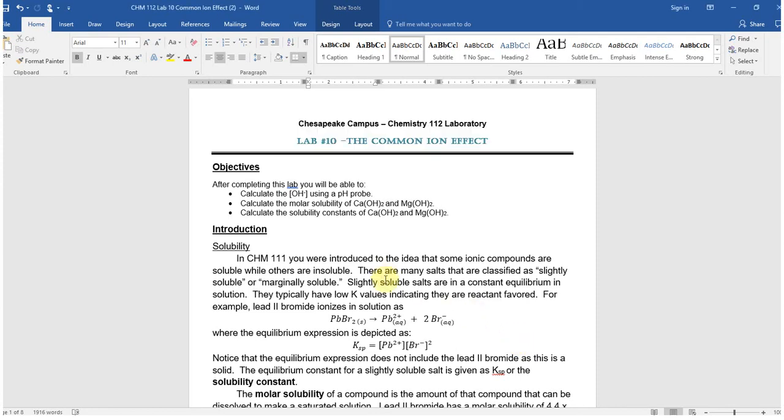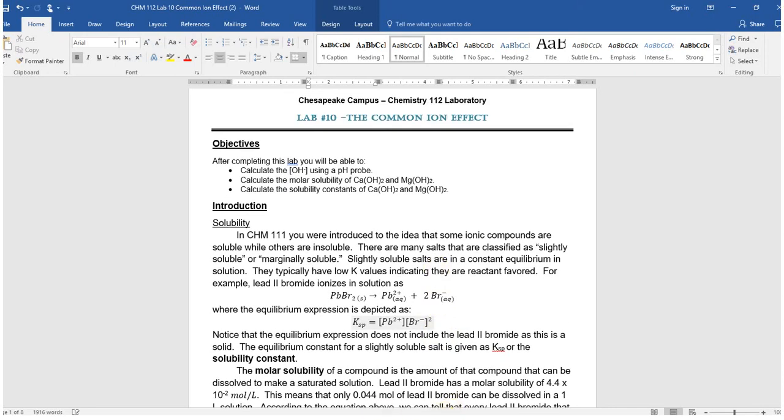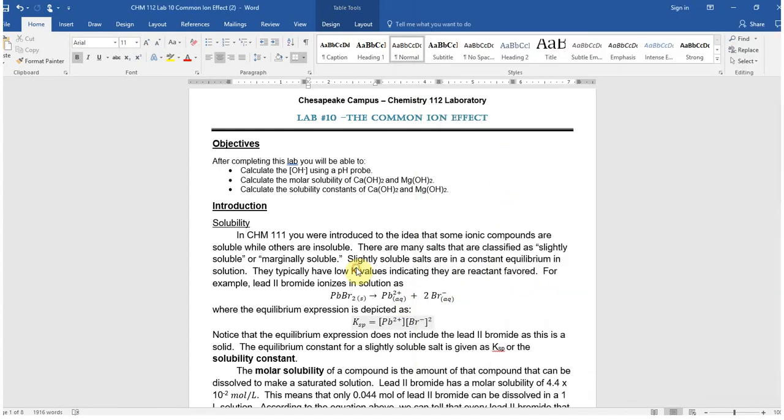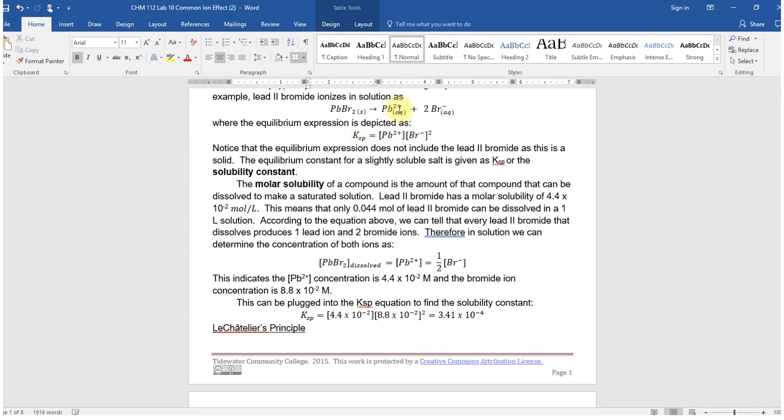Okay guys, so this is on lab 10. It's really just a lab that's again taking advantage of the relationship between pH, pOH, Ka, Kb, and Le Chatelier's principle. Okay, and so we know if we have any substance that is part of an equilibrium, whether it's mostly one way or equilibrium in general, we're going to have a K that's equal to products over reactants.